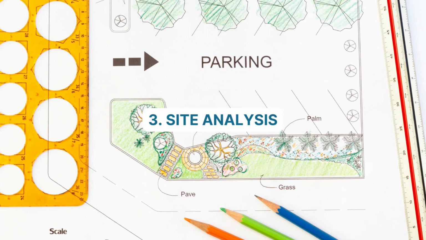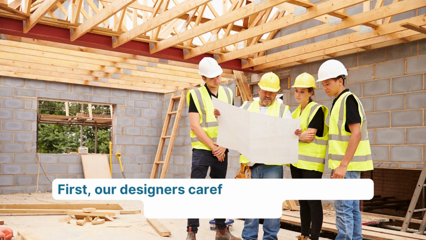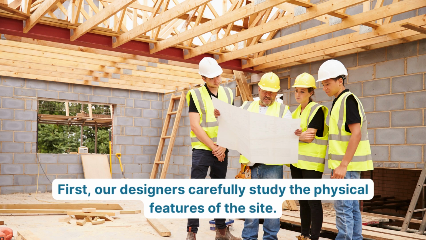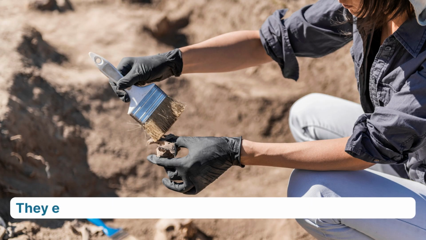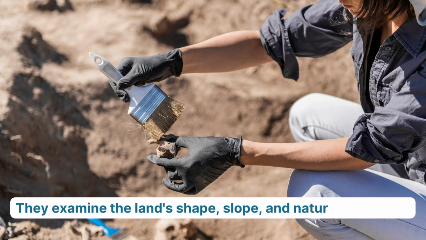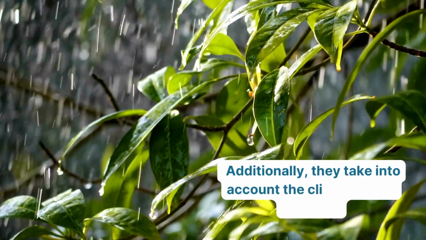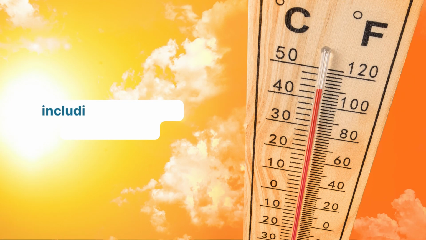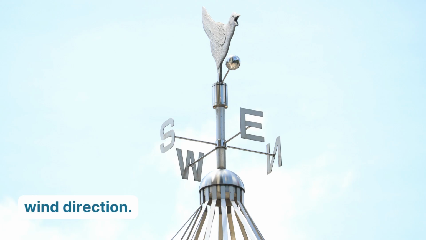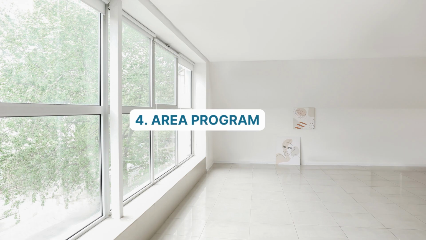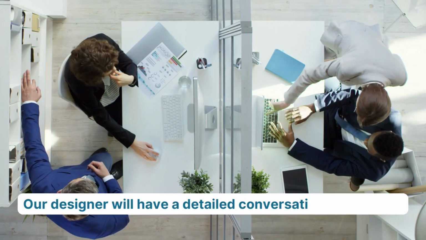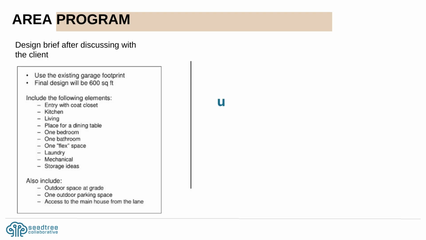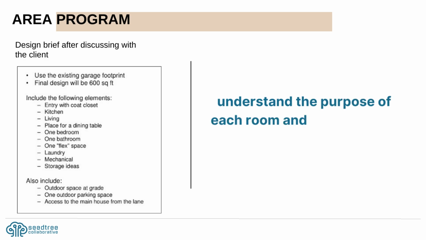Number 3. Site analysis. First, our designers carefully study the physical features of the site. They examine the land's shape, slope, and natural elements. Additionally, they take into account the climate of the location, including factors like temperature, sunlight, wind direction. Number 4. Area program. Our designer will have a detailed conversation with you to understand the purpose of each room and space in your building or project.